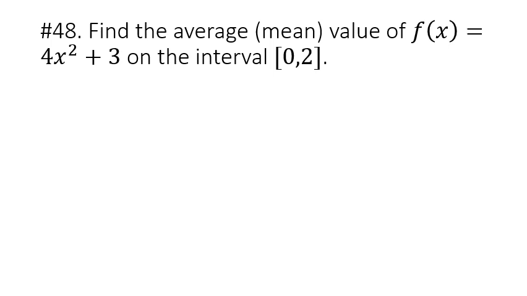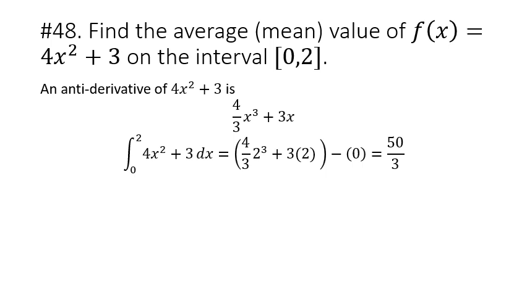Number 48. Find the average value of f of x on the interval 0 to 2. First, you have to find the antiderivative of f of x. So this is 4/3 x cubed plus 3x. After that, we find the definite integral from 0 to 2. So in here, in the antiderivative, we plug in 2 and we plug in 0. The 0 case is 0, right? So it becomes 50/3.